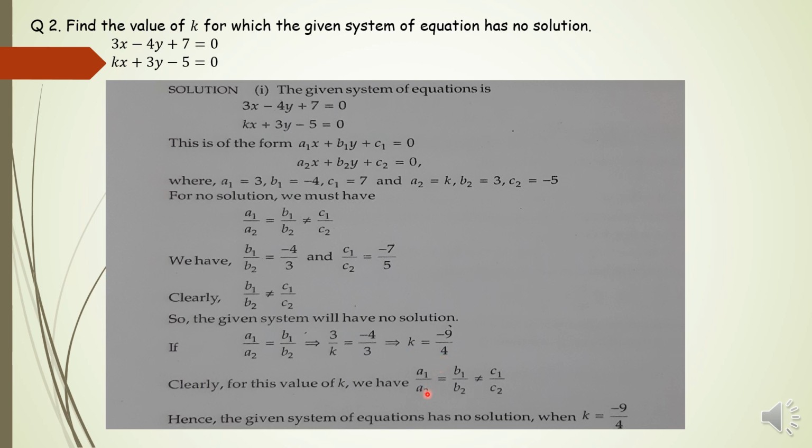Clearly for this value of k, we have a1 by a2 is equal to b1 by b2 not equal to c1 by c2. Then what we can conclude? The given system of equation has no solution when k is equal to minus 9 by 4.